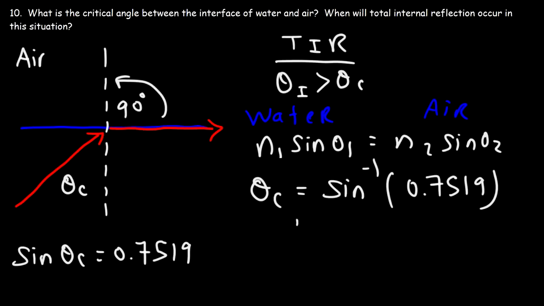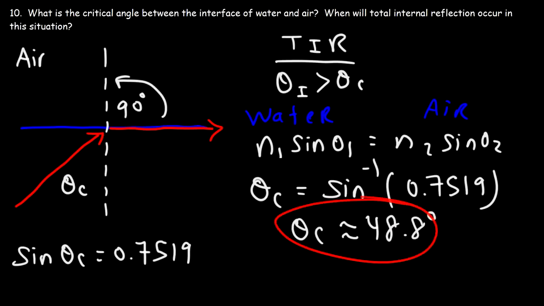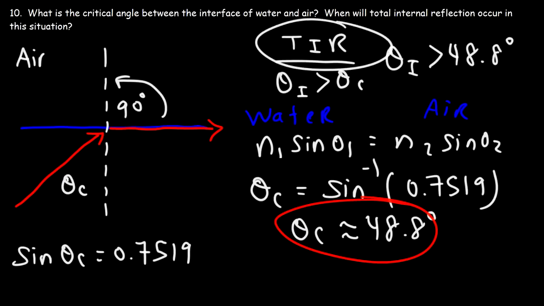And so the critical angle, this is the rounded value, it's about 48.8 degrees. So total internal reflection will occur when the incident angle exceeds 48.8 degrees. And so when this happens, there's not going to be any refracted angle. Keep in mind, when reflection occurs, the incident angle is equal to the reflected angle.